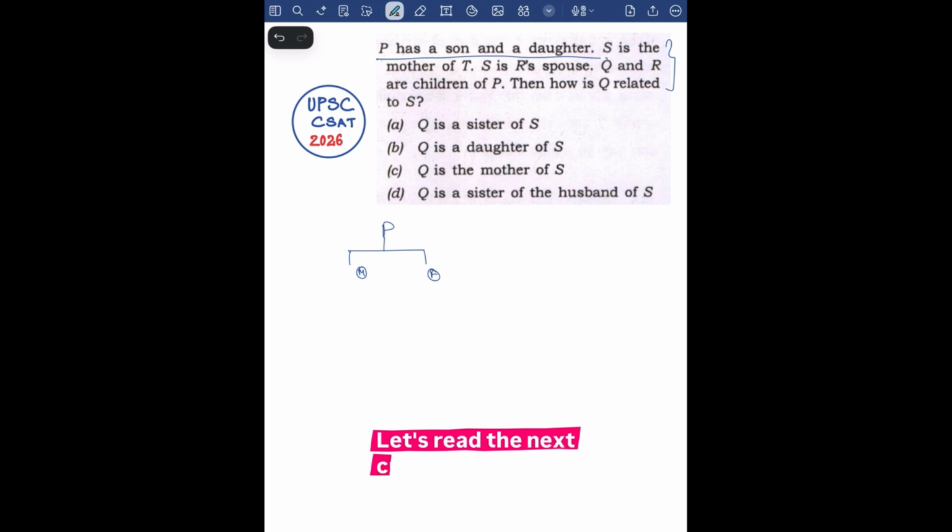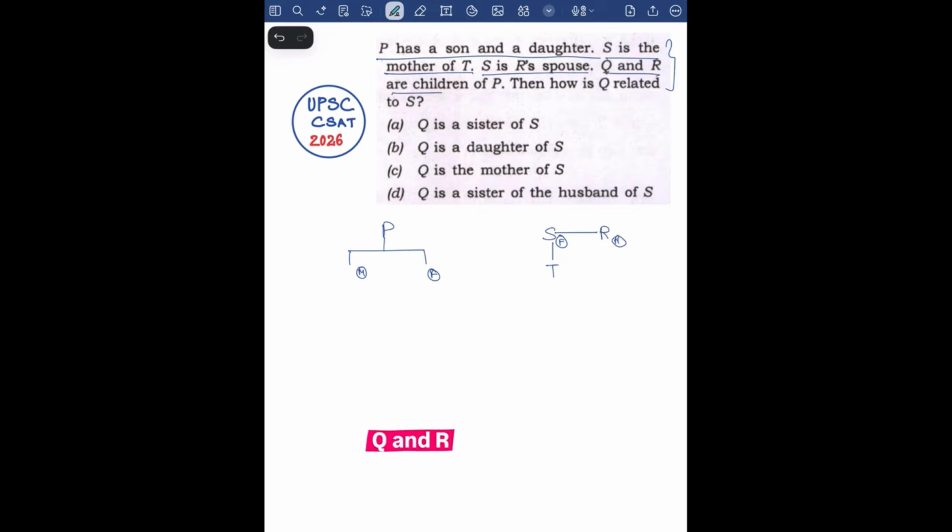Let's read the next cue. S is the mother of T. So S is the mother of T. Since S is a mother, let's put F here, F for female. S is R's spouse. So S is married to R. So R must be a male. So let's put M here.